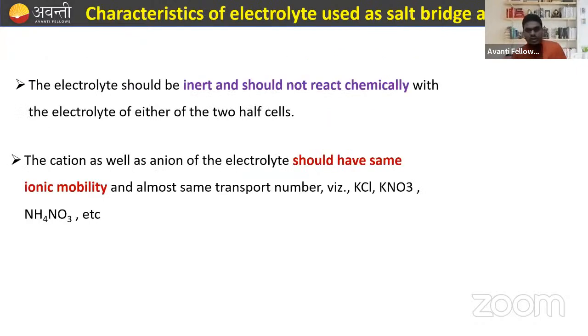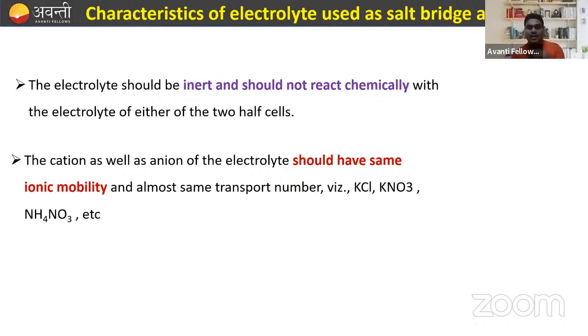Similarly, the electrolyte should be inert and should not react chemically with the electrolyte of either of the two half cells. So one important condition here: the electrolyte that we use in the salt bridge must be inert and should not react chemically with the electrolyte of either half cell, right? The cation as well as the anion of the electrolyte should have the same ionic mobility and almost the same transport number. So what do we mean by having the same ionic mobility and the same transport number?